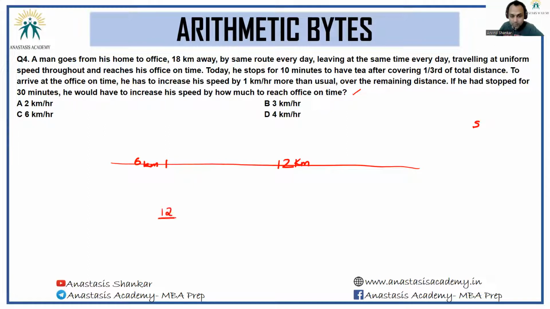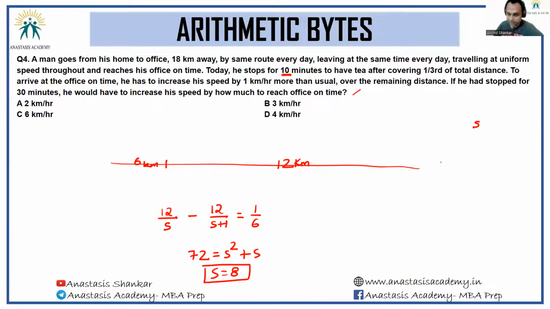So the time taken by him to cover 12 kilometers at the rate of S minus the time taken by him to cover it at the rate of S plus 1 is equal to 1/6 of an hour, 10 minutes. The difference between the two times taken is 10 minutes. Let's simplify this. 12S plus 12 minus 12S, 72 is equal to S square plus S, which means S is 8. His normal speed is 8.